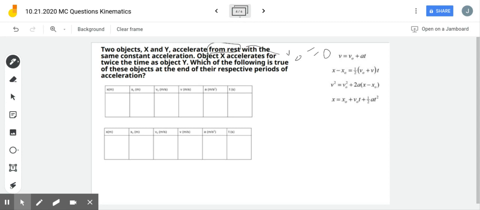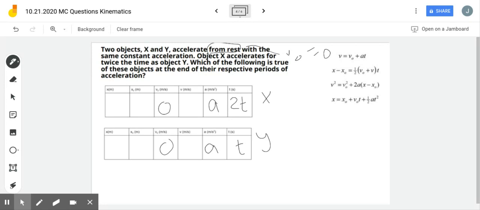All right, so over here, this is object x and this is object y. So v naught is 0 for both of them, and they have the same acceleration. We'll just call that a. Object x accelerates for twice the time as object y. So we'll say the time for y is t, the time for x is 2t. Which of the following is true of these objects at the end of their respective periods of acceleration?